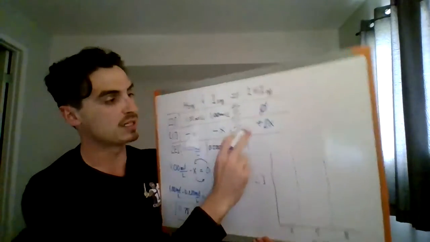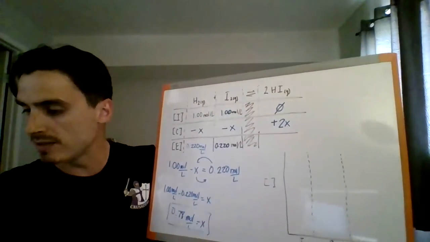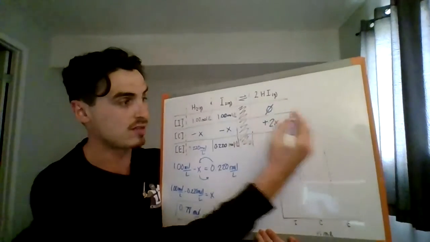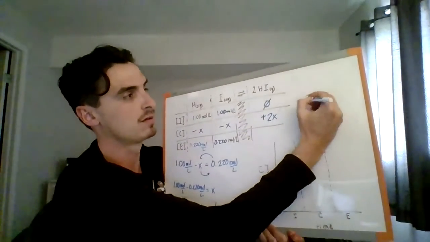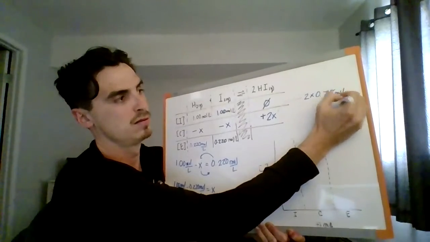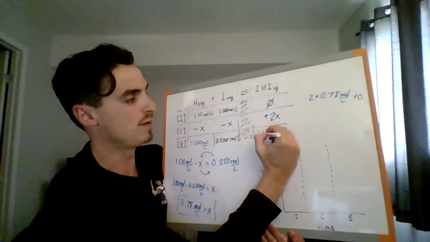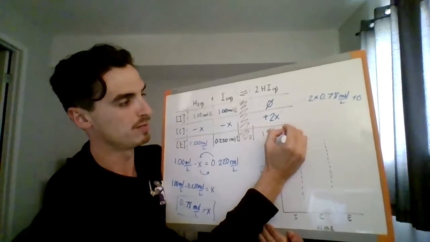I can also sub it in here. 0 plus 2 times 0.78, so 2 times 0.78 plus 0, because that's the initial concentration, is 1.56 moles per liter.